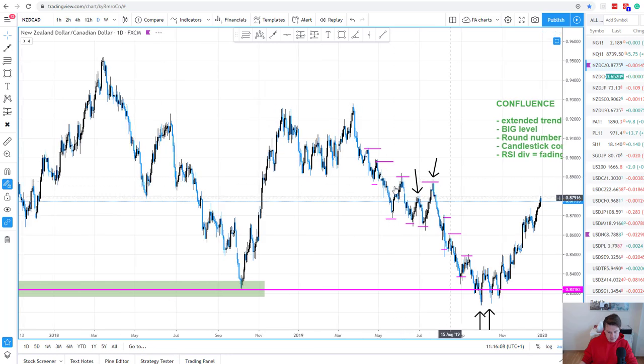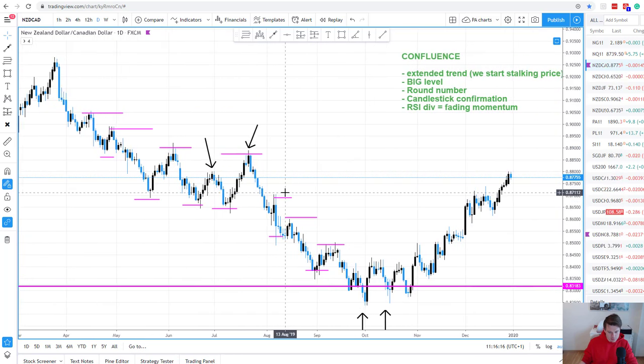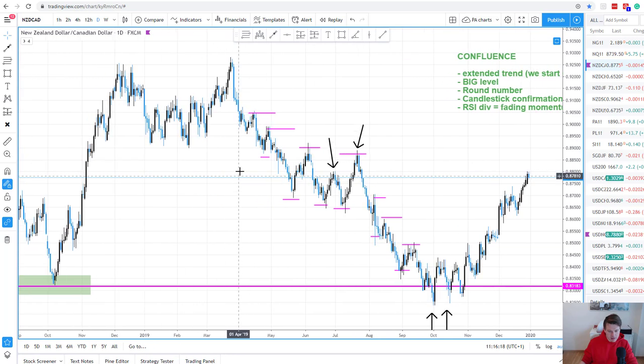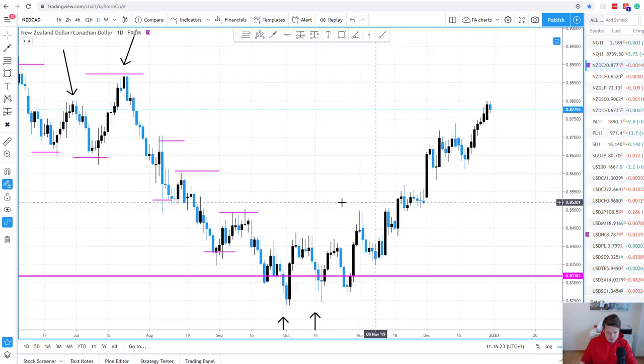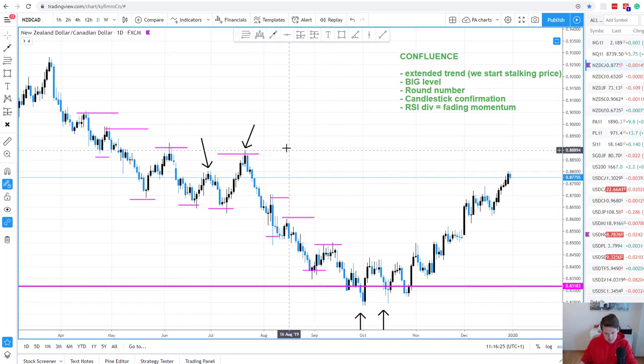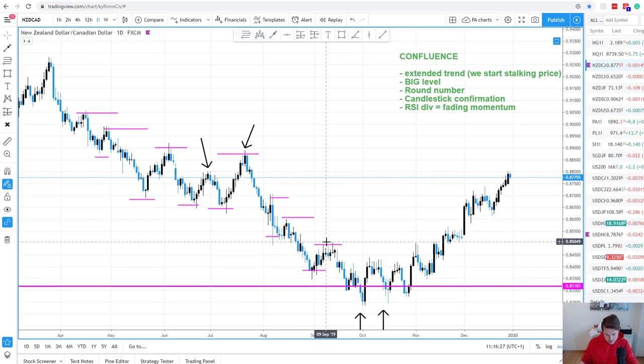Also, again, this happened in the middle of nowhere, just inside of this range market here, and there was no confluence that we could have used. So you can see already how you can distinguish between good and not so good trading setups using such an approach.